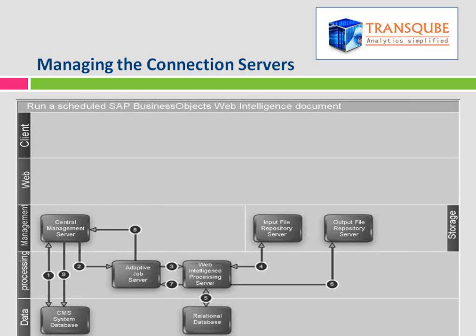Picked up data will then be routed to the web intelligence processing server, which internally sends it back to the output FRS by creating a page, which is an EPF page. The created EPF page is then sent back to the end user. Clear, guys?